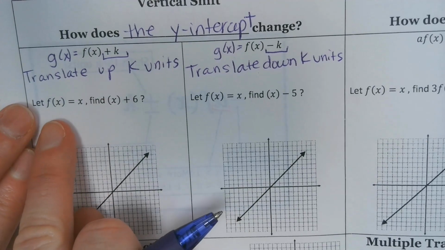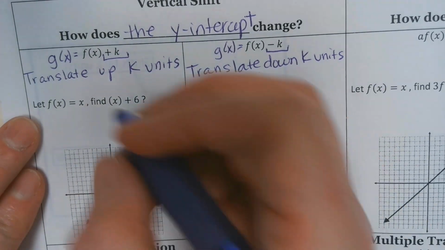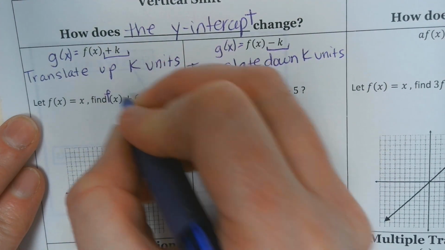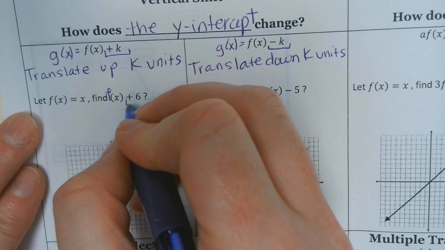So the way it's going to be written is, let f of x equals x. Find... oh, this is written wrong. It should say f of x plus 6. Find f of x plus 6. So it's like it's saying f of x plus k. K is 6.